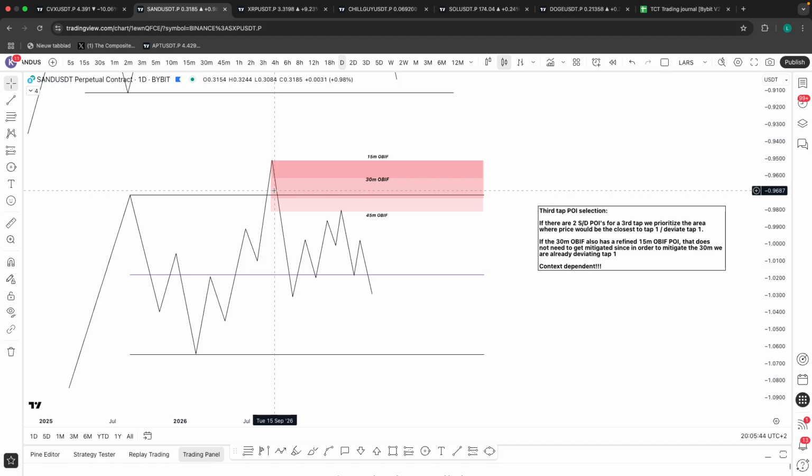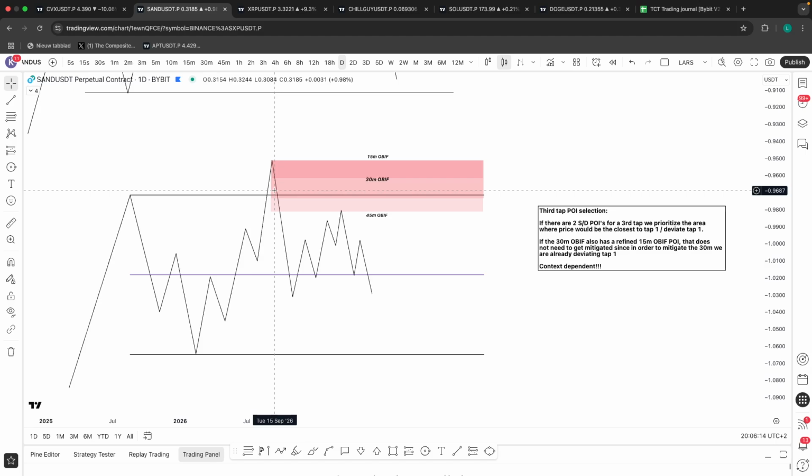When we're selecting the third tap POI that we want to use, if there are 2 or 3 structure demand or simply supply and demand POIs for a third tap, we prioritize the area where price would be the closest to tap 1 or a deviation of tap 1.